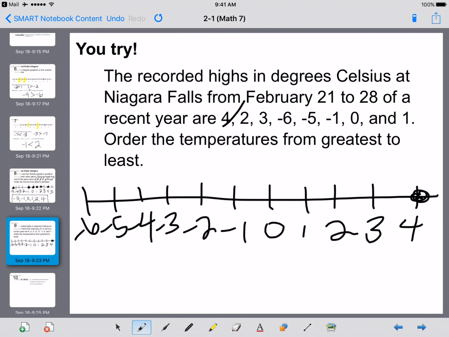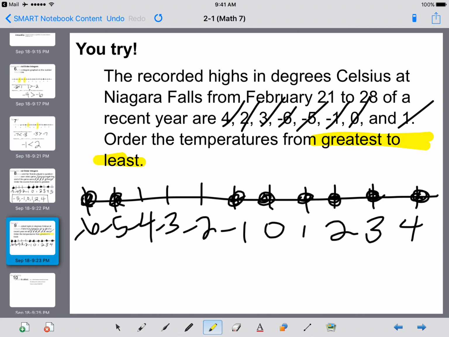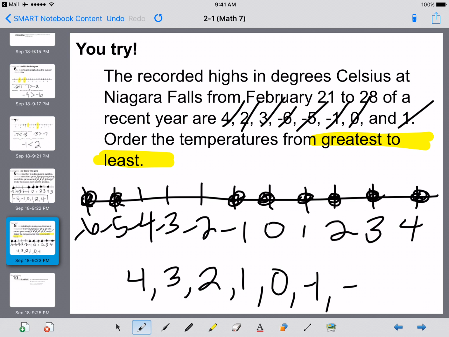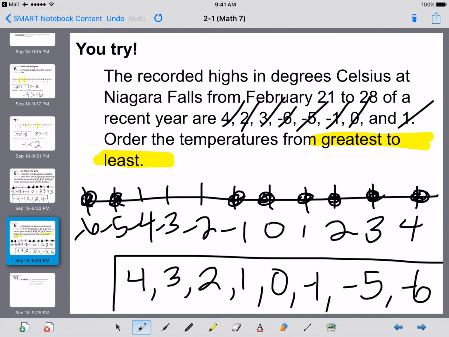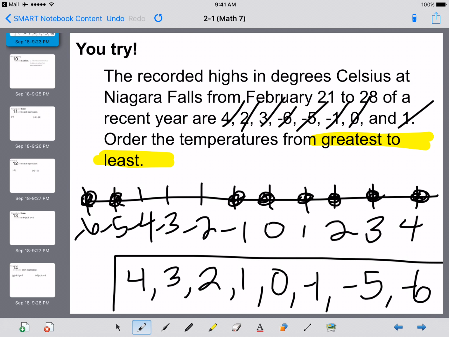So I've got 4, 2, 3, -6, -5, -1, 0, and 1. Now making sure here, order the temperatures from greatest to least. So I need to go from biggest to smallest, so right to left. So 4, 3, 2, 1, 0, -1, -5, and -6. So when in doubt, pull your number line out to check the order of these integers.